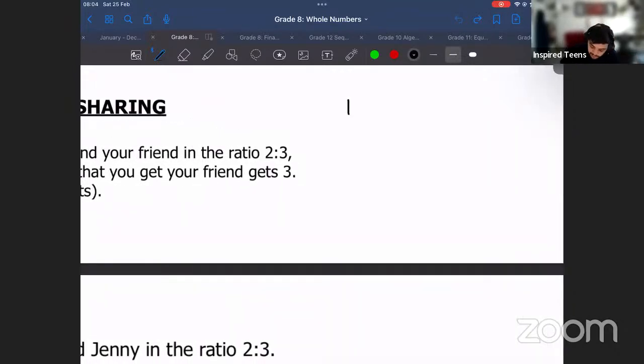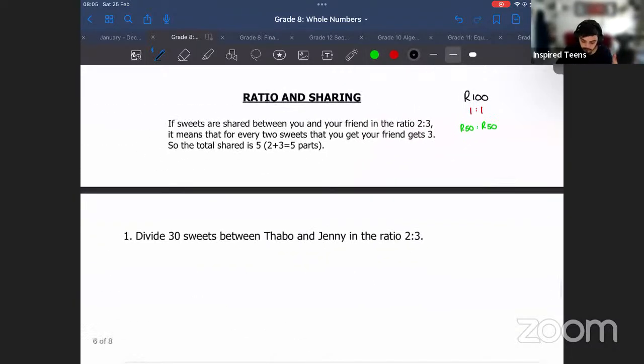A simple example is if you have 100 Rand between yourself and your sibling, and you have to split it in a 1-to-1 ratio. Meaning when we are saying that you have to split it in a 1-to-1 ratio, the value that they get has to be equal to the value that you get, and obviously you have to spend the entire 100 Rand. In that case, you would get 50 Rand each. So in that case, you would say that this is split in a 1-to-1 ratio. Just a simple explanation.